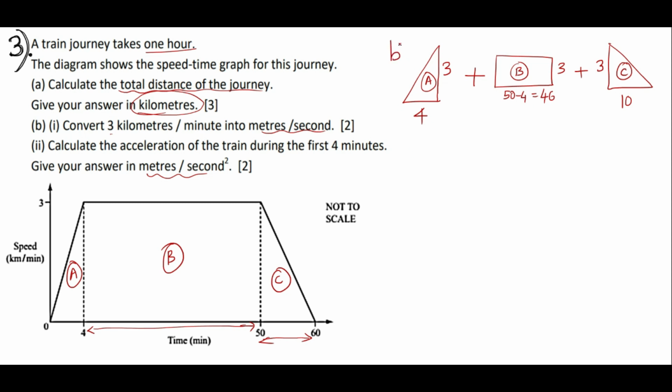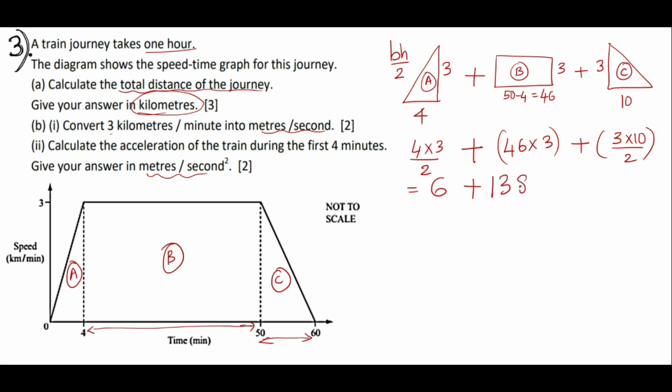So let me apply the formula. For the triangle, it's b h over 2, so it's 4 times 3 over 2, plus, I'm just calculating the area here, 46 times 3, plus I have another 3 times 10 over 2, which is equal to 6 plus 138 plus 15. So the area is going to be a total of 159 kilometers.